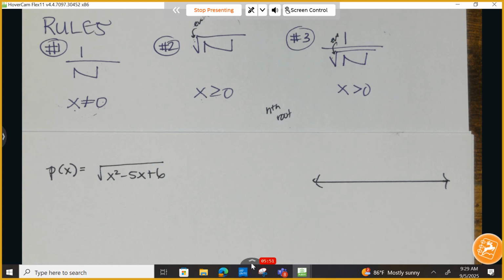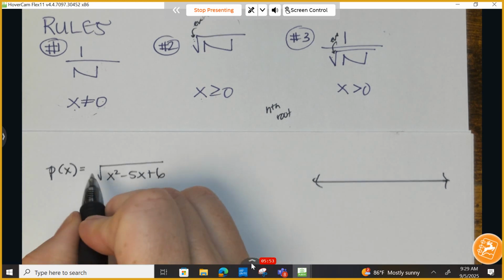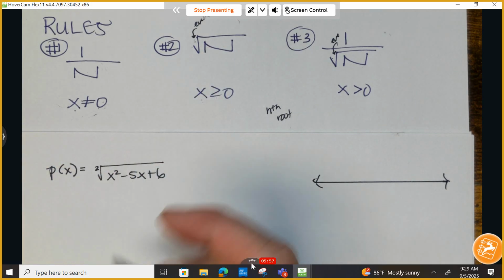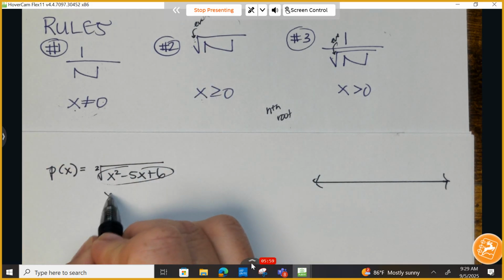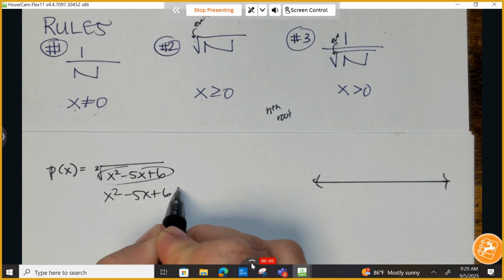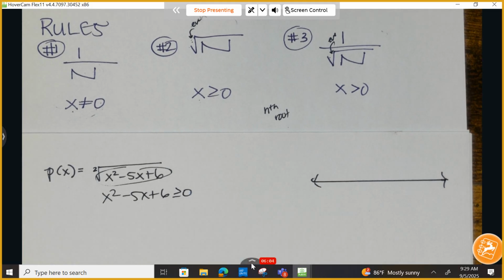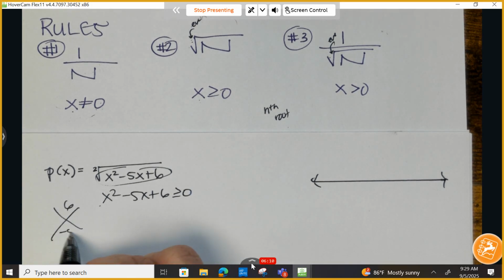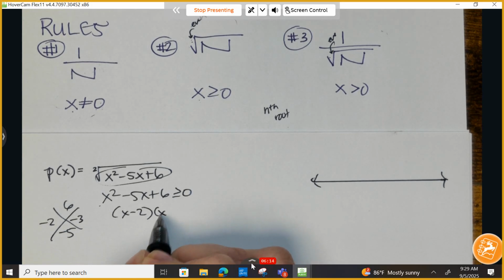Okay, so I'm looking here, and I'm like, uh-oh, well, what's the nth root? When we don't see it, it's a hidden 2. So I'm going to apply rule number 2, which says that this has to be greater than or equal to 0. We're going to apply what we learned in Unit 2, which was solving inequalities. So I'm going to come off to the side. What multiplies to give me positive 6 and combines to give me a negative 5? Negative 2 and negative 3, x minus 2 and x minus 3.